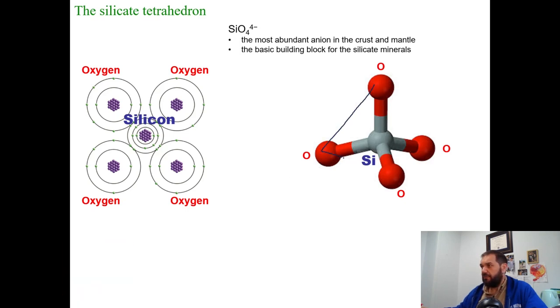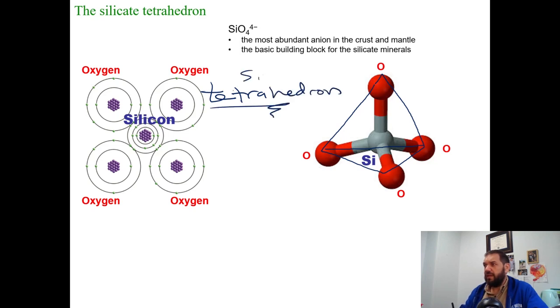If we draw it all out, you can see a pyramid-type shape emerges. It's not really a pyramid, because a true pyramid has 5 sides and this only has 4. So we call that the tetrahedron. Tetrahedron means 4-sided figure, so we call that the silicate tetrahedron. If I refer to silicate tetrahedra later in this class, that's what I'm talking about. Tetrahedron is one, plural tetrahedra.